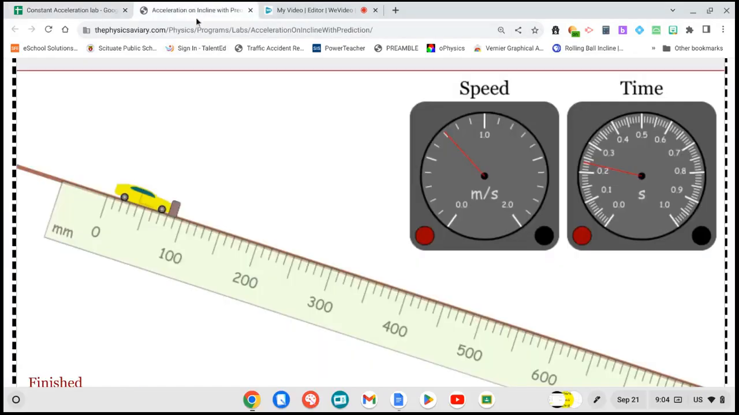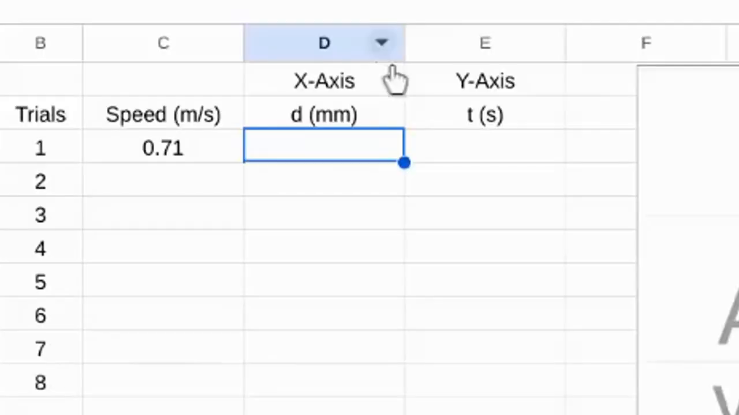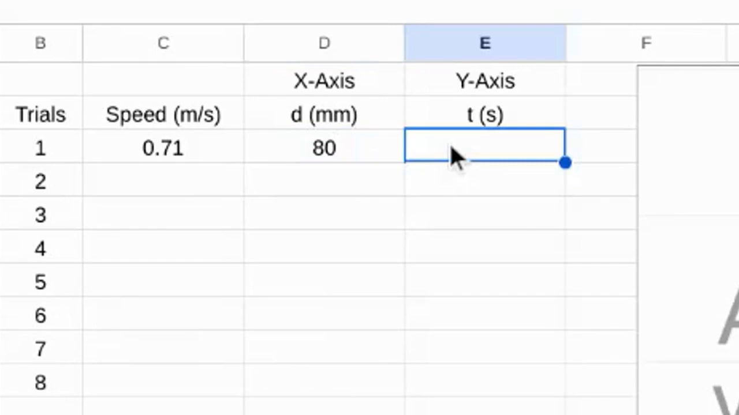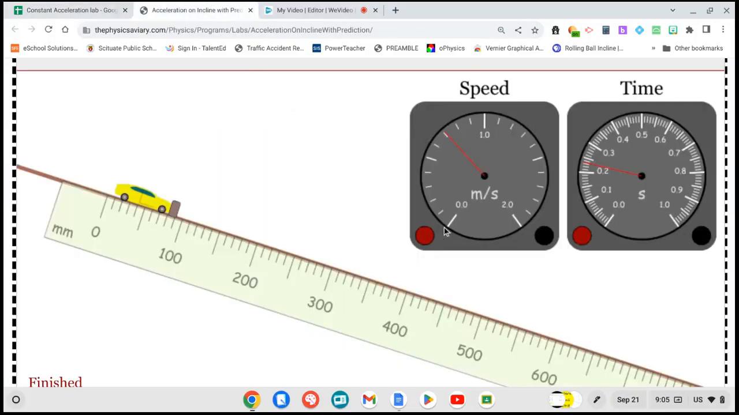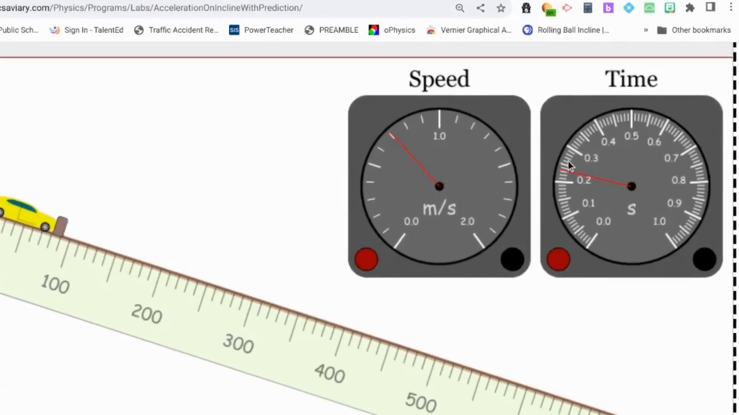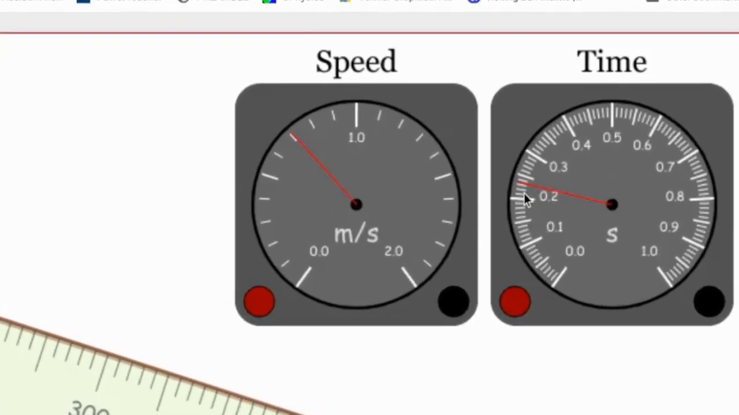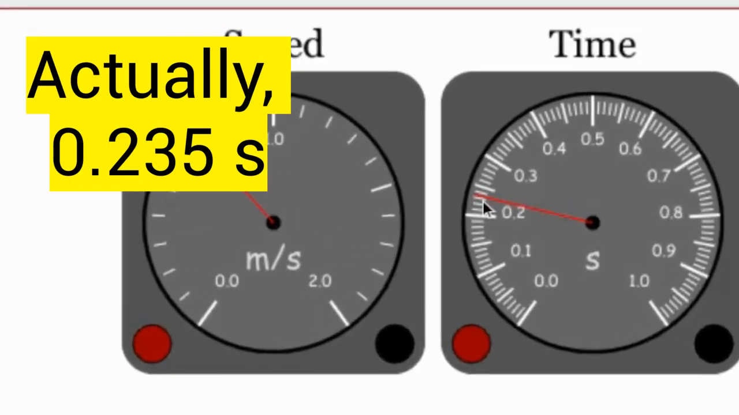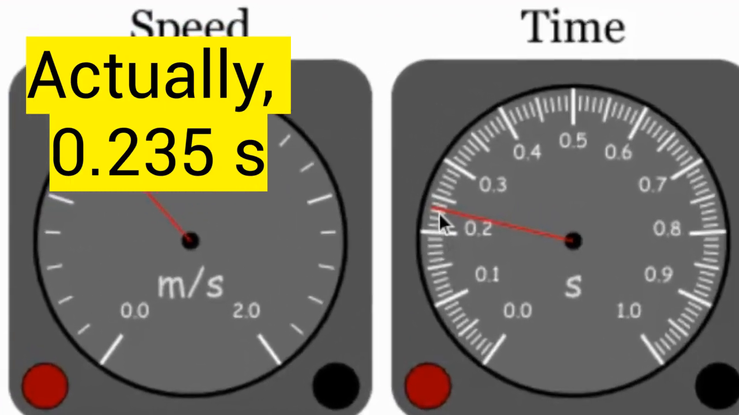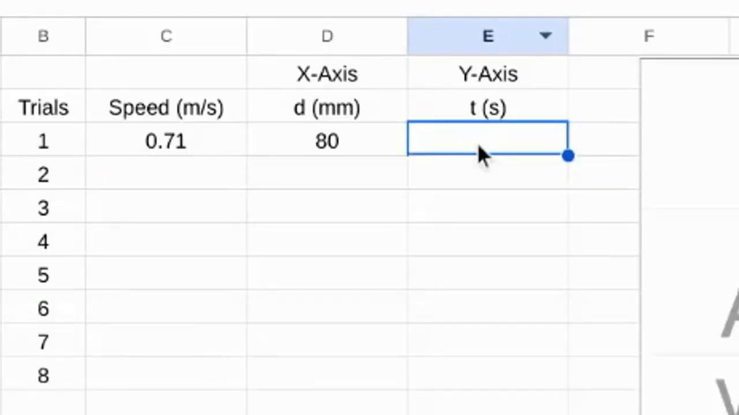Now I want to make sure I measure the distance. These are millimeters, so that's 50, 60, 70, 80. Looks like it's very close. Okay, now I want to go back and measure the time. Okay, so we got 0.2. That would be 0.25 in the middle there, so that's, I don't know, 0.24 or something. You're going to have 3 decimal places for the time.